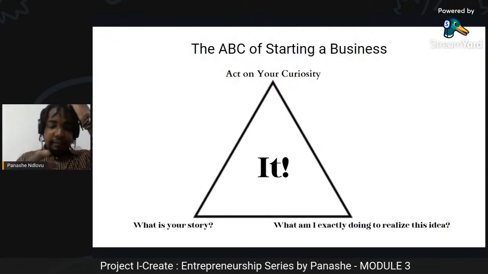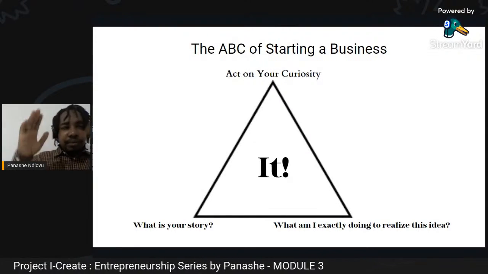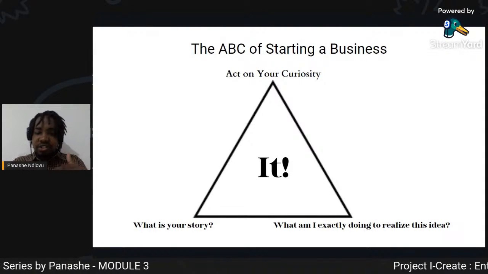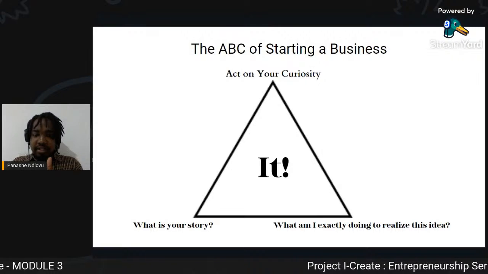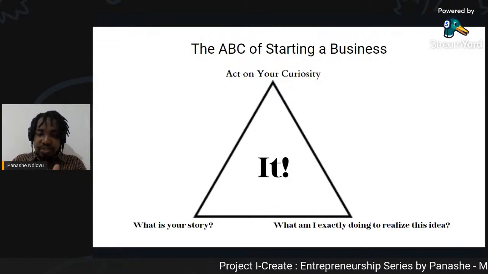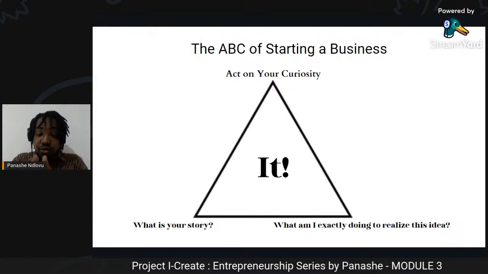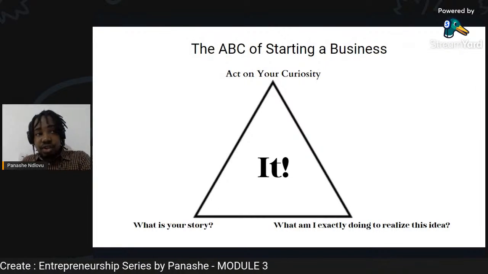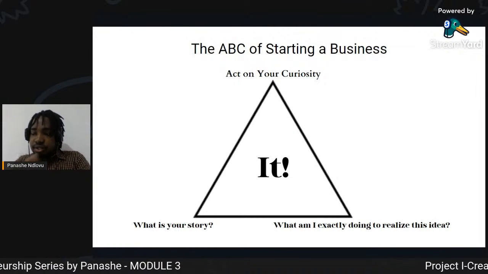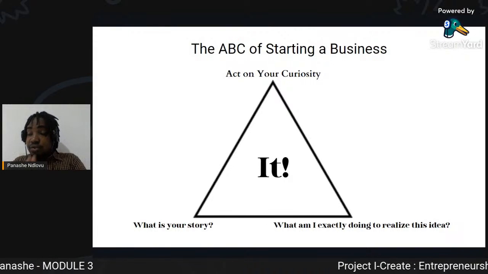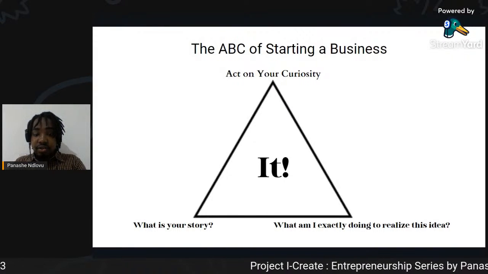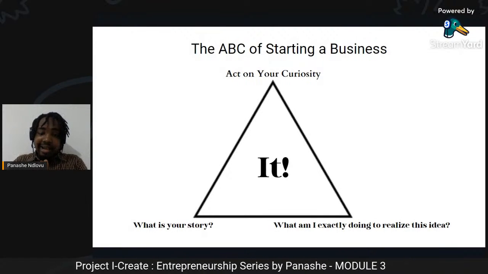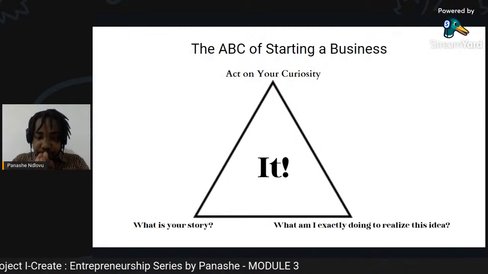So, again, right here, as we're talking about curiosity, there's something that I would also love to bring your attention to: purpose, right? What is my purpose? I think this is one of the things that you should also be asking yourself as an entrepreneur. As you have joined this entrepreneurship journey, are you in it for the money, or are you in it because of a greater purpose?